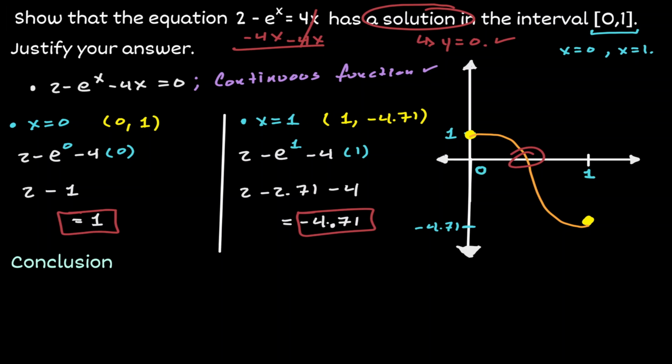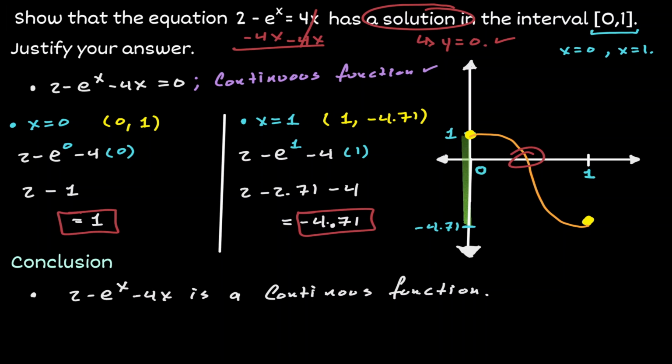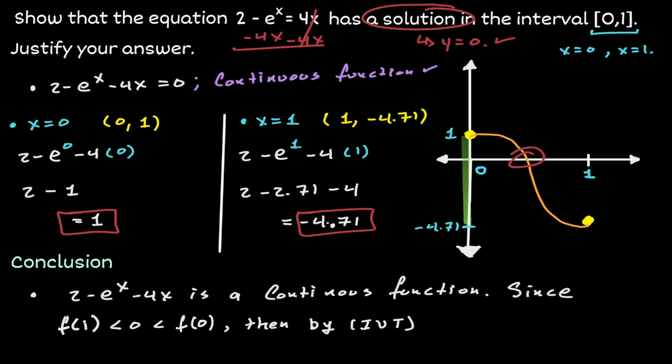Now let's write down our conclusion. First, if we want to use the intermediate value theorem, we have to acknowledge that we have a continuous function. Then notice that there is a y value of 0 between the y values when we evaluate x equals 0 and x equals 1. Then by the intermediate value theorem, we are guaranteed to have a solution between the x values from 0 to 1.